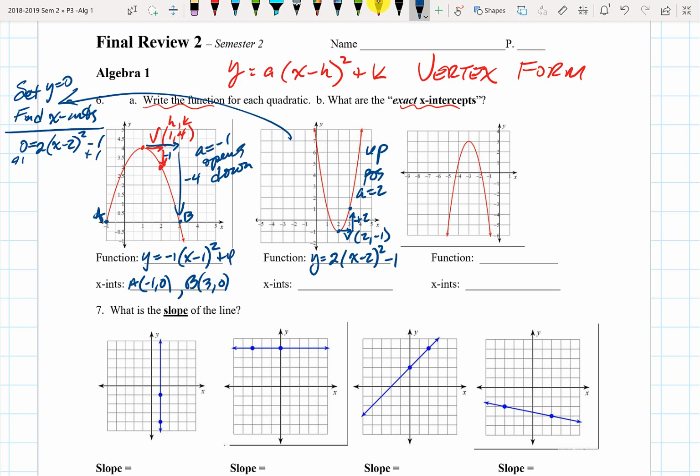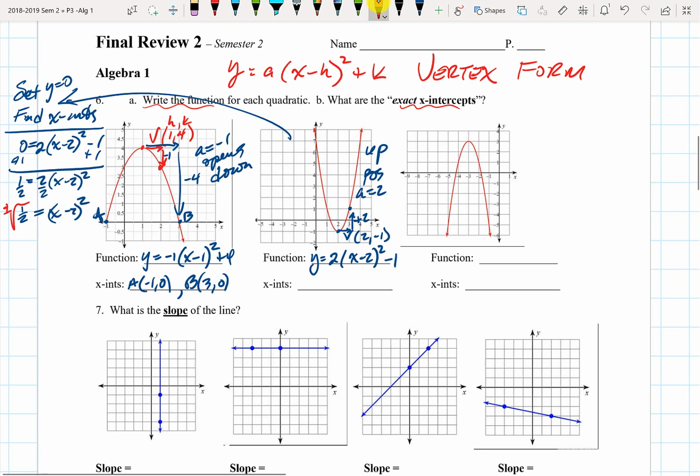Go ahead and add 1. So 1 is equal to 2 times x minus 2 squared. Divide by 2. And I get 1/2 equals x minus 2 squared. Now square root. So at this point, I get plus or minus the square root of 1/2 is equal to x minus 2. And then I'm done at 2, so I have to add 2. So I get 2 plus or minus the square root of 1/2.